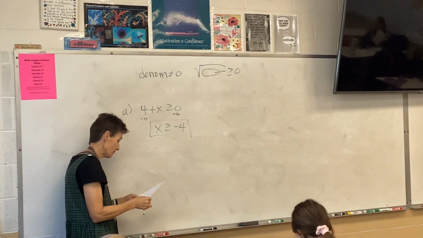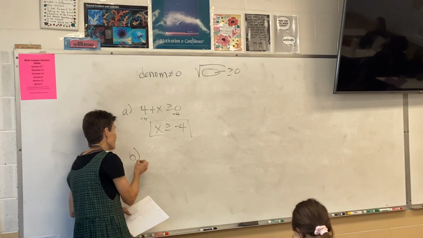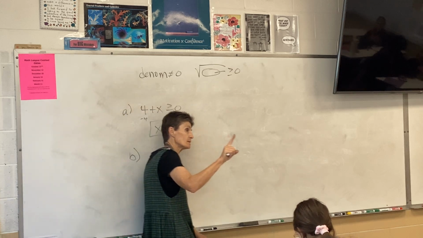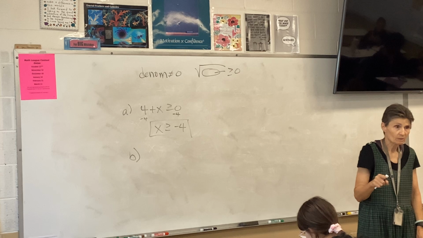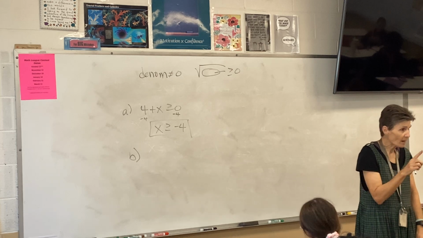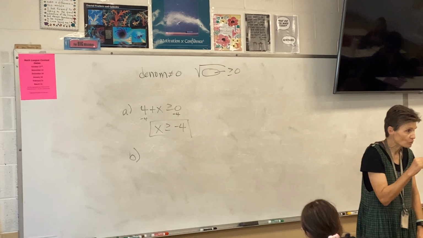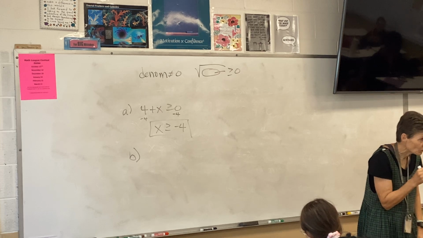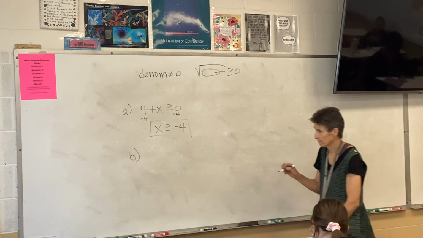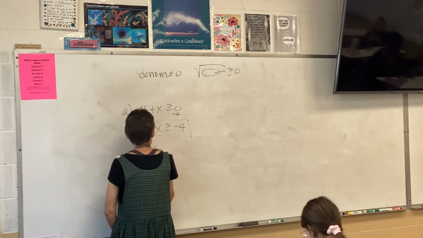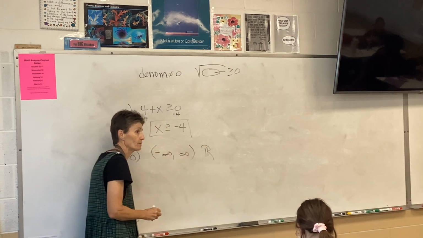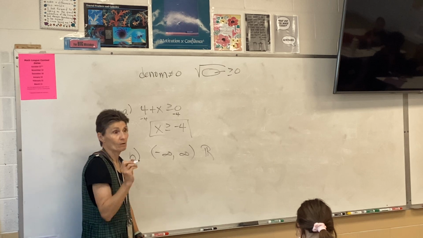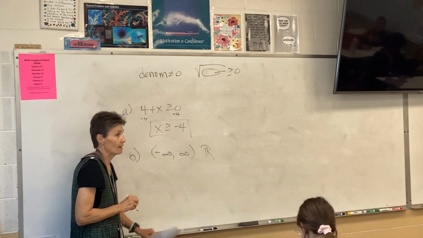All right, let's look at B. What about B? Is there a denominator? No. Is there a radical? Okay, wait a minute. If there's no radical and no denominator, then there's no problem, no issue, and what's your domain? All real numbers, or negative infinity to infinity. That's the simple answer for that.